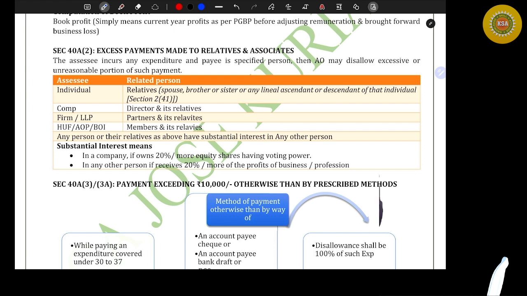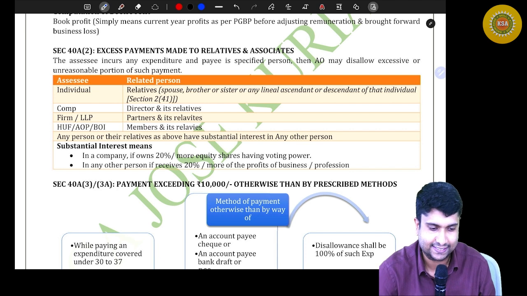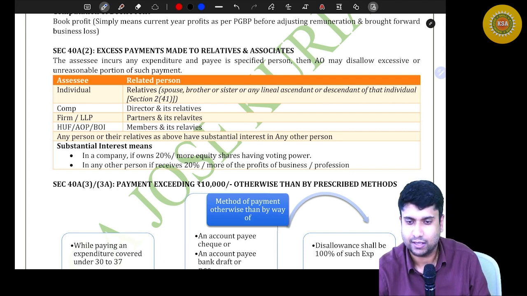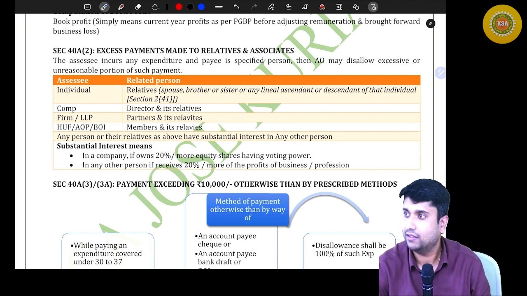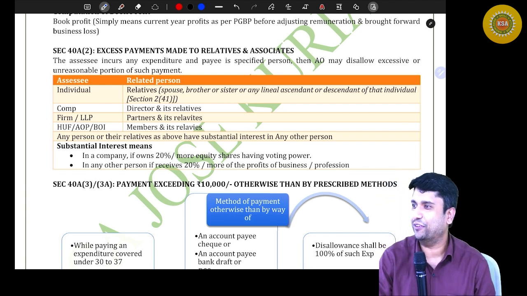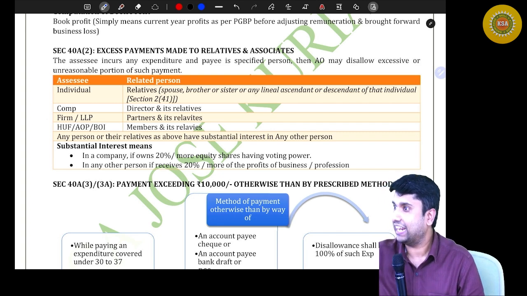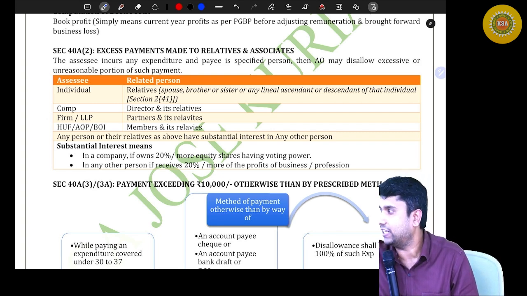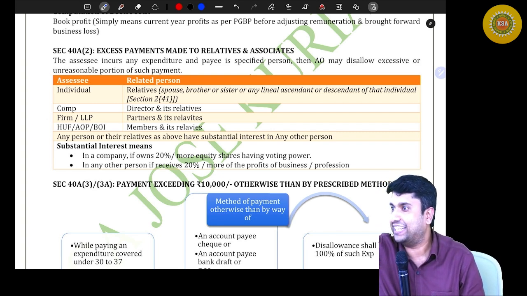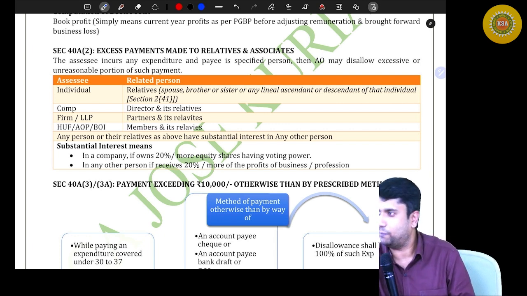Are you all with me? Yes. Come again. For his wife, it is the full amount. For her, it is a gain for the department. In her hands, she is liable to pay tax for that entire 1 lakh. She cannot deduct that 80,000. Disallowance is only for the payer. For the recipient, the full amount will be taxable.